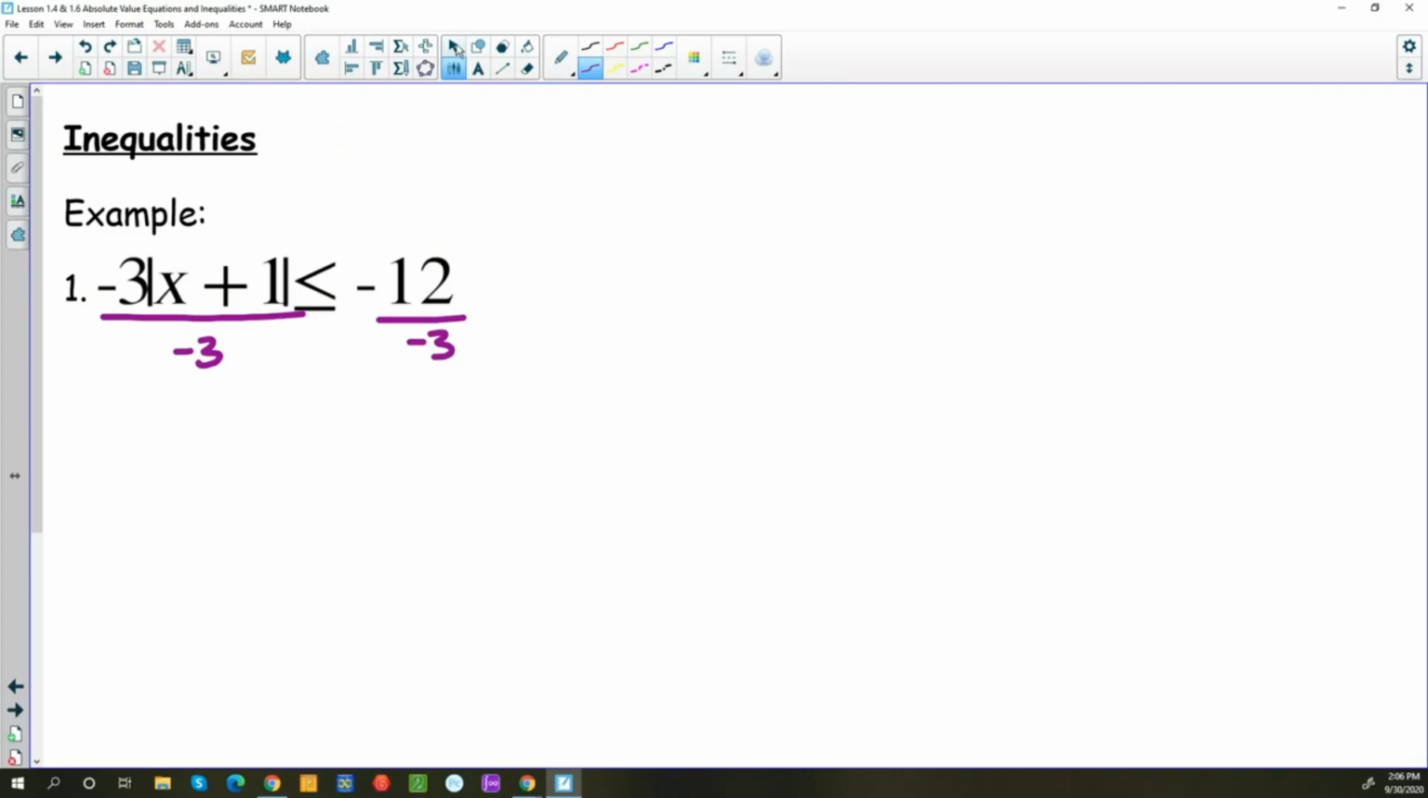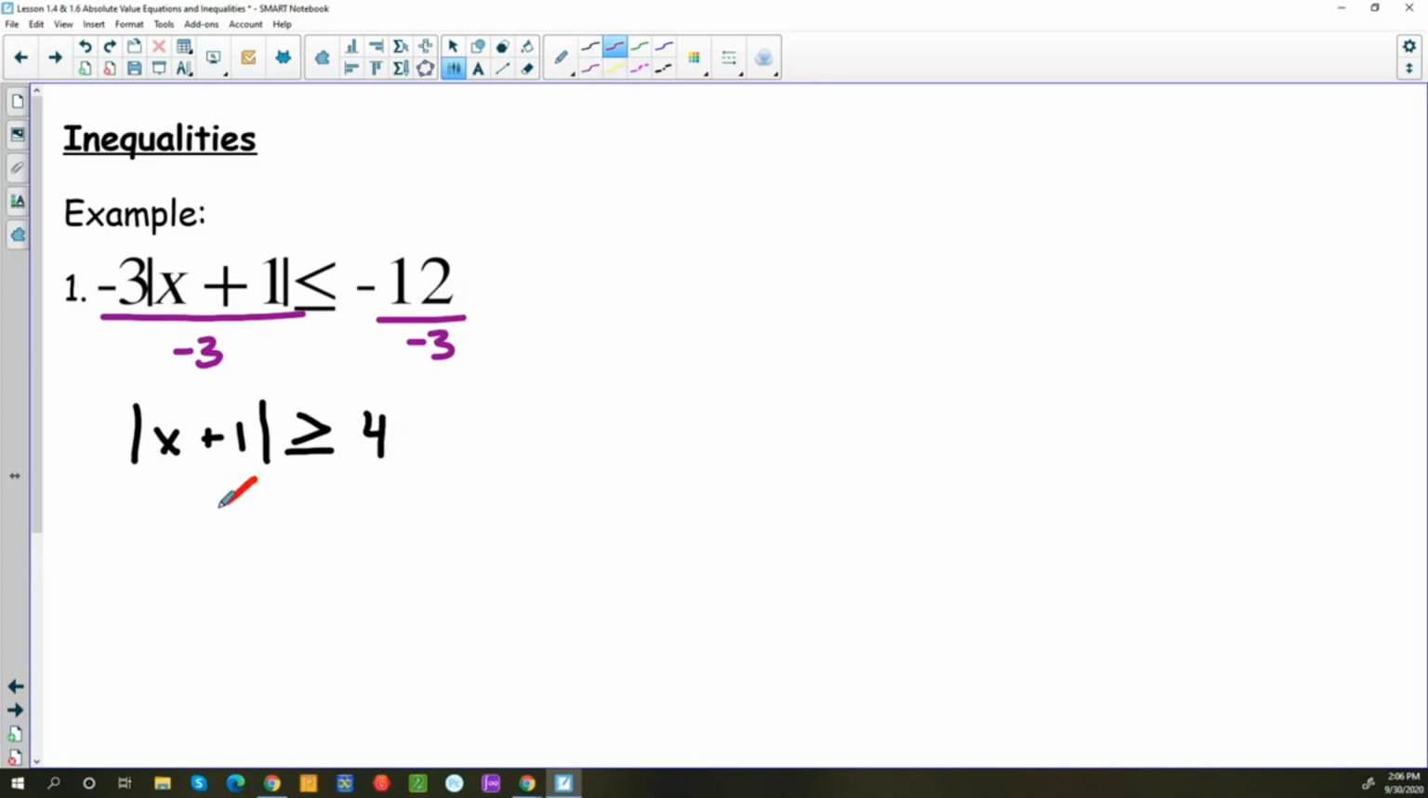So we're going to get absolute value of x plus 1. Now be careful. This rule has applied for several years for you. Hopefully you guys remember from Algebra 1. If we multiply or divide by a negative number, our sign is going to flip. So because we divided by a -3, our inequality is going to flip. So we have a -12 divided by a -3 gets us a 4.